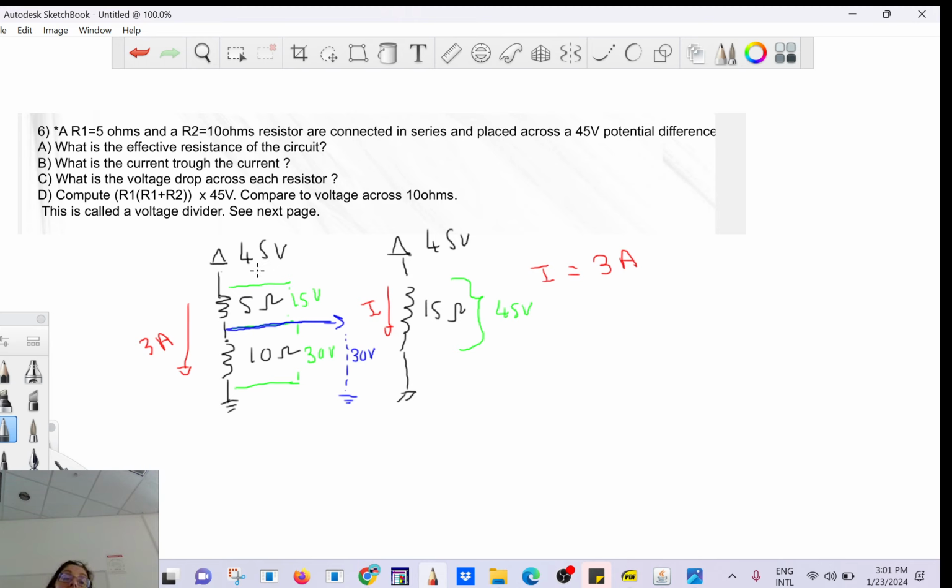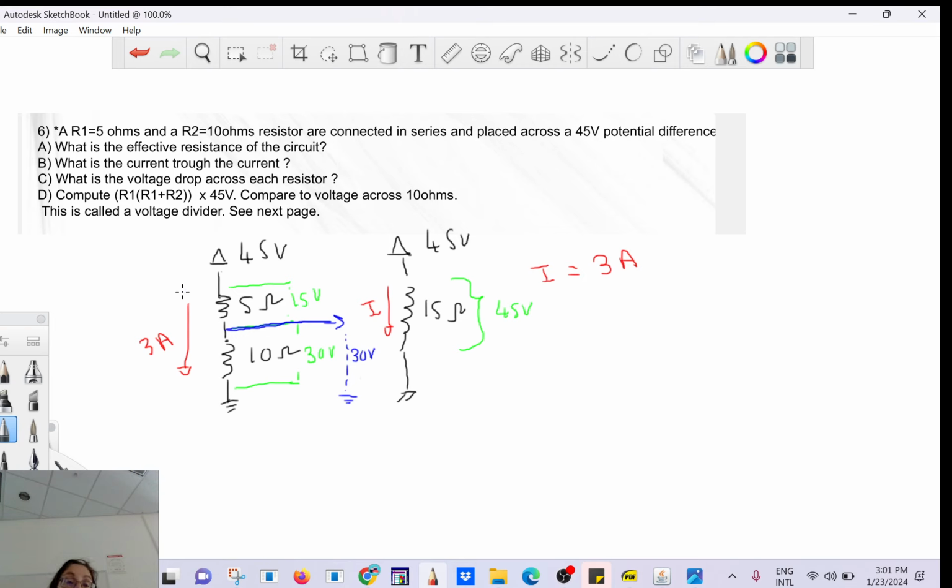So in electronics, or if you play with Arduino, for example, you can use this schematic to make a voltage divider. That means you get a voltage smaller than you start with. If you measure the voltage at that point, it's going to be 30 volt.